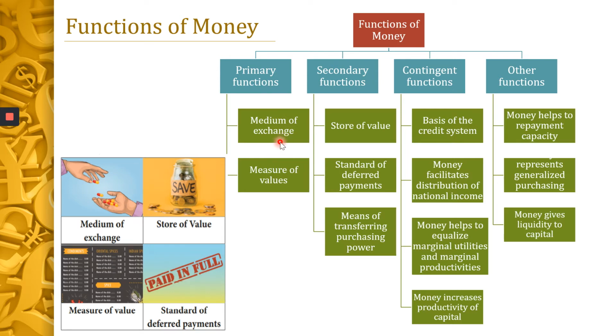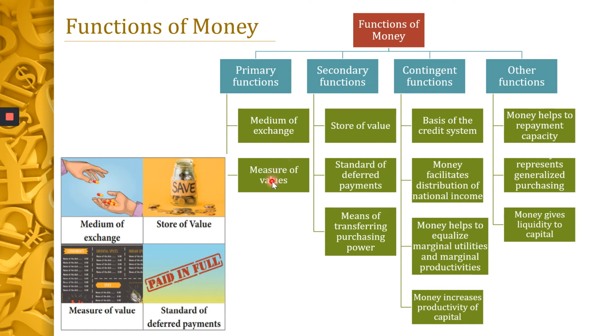Thus, in the modern exchange system, money acts as an intermediary in sales and purchases. Whenever you sell something, you get money, and whenever you purchase something, you give money. So, money acts as the intermediary in sales and purchases. This is the first step, the foremost function of money, medium of exchange.